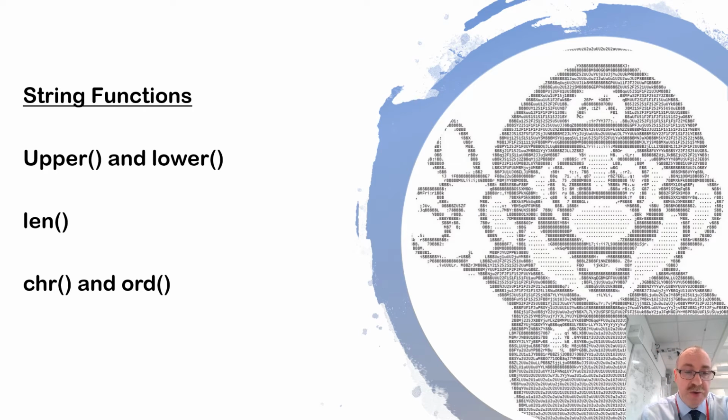And also we're going to look at char and ord. Now, just to be nice and clear, upper and lower do work very differently to len, char, and ord. So we're going to look at how that works, and also what the use cases of each of these are.